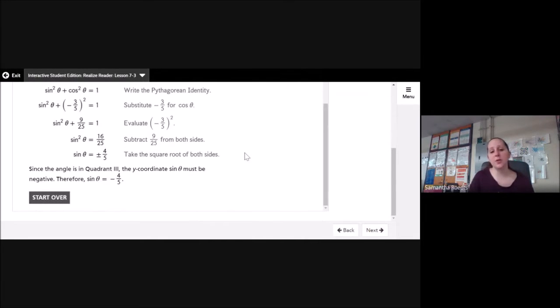Since the angle is in quadrant 3, the y-coordinate sine theta must be negative. Therefore, sine theta equals negative 4/5.